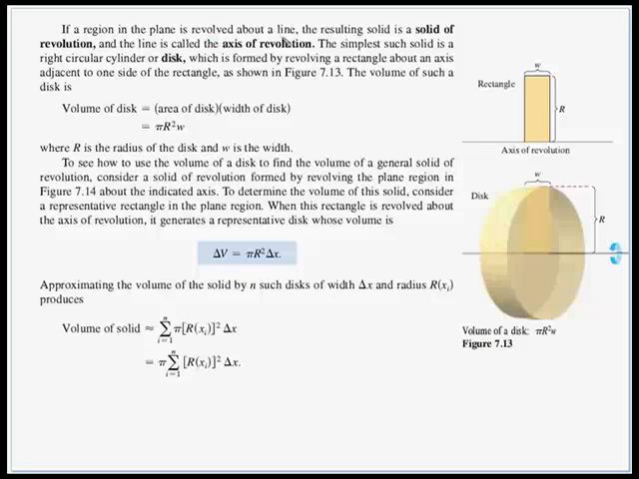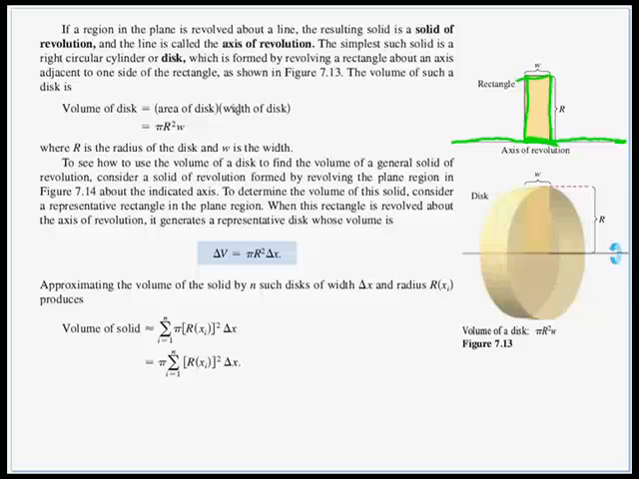If a region in the plane is revolved about a line, the resulting solid is a solid of revolution, and the line it's revolved around is called its axis of revolution. The simplest such solid is a right cylinder or disk, which is formed by revolving a rectangle about an axis adjacent to one side of the rectangle. So here in the picture we have our rectangle, and we're going to use capital R for the height, W for its width, and just like the description said, this rectangle is adjacent on one of its sides to the axis of revolution. So when we start to spin this rectangle around that axis, it's going to form a disk.